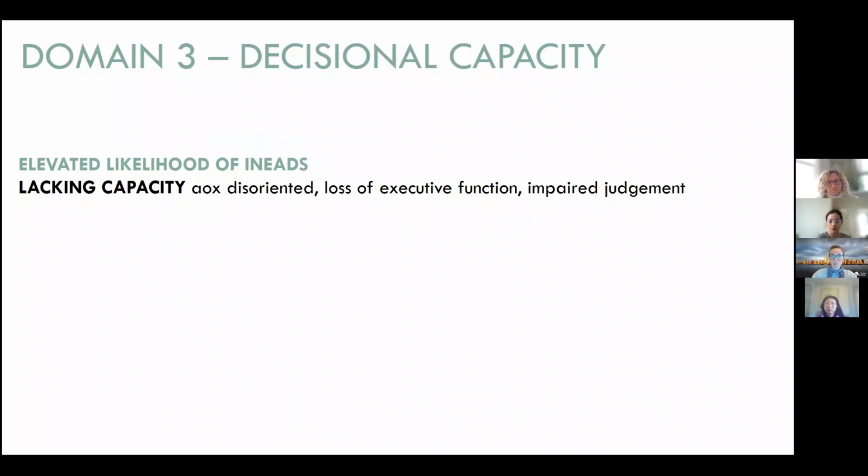And domain 3 was decisional capacity. And here you can see there's only one category, and it does indicate an elevated likelihood of being in needs, and that is lacking capacity. So whenever there was any type of text that indicated that the patient lacked capacity to make decisions for themselves while in the hospital at any point, they would be picked up in this category.